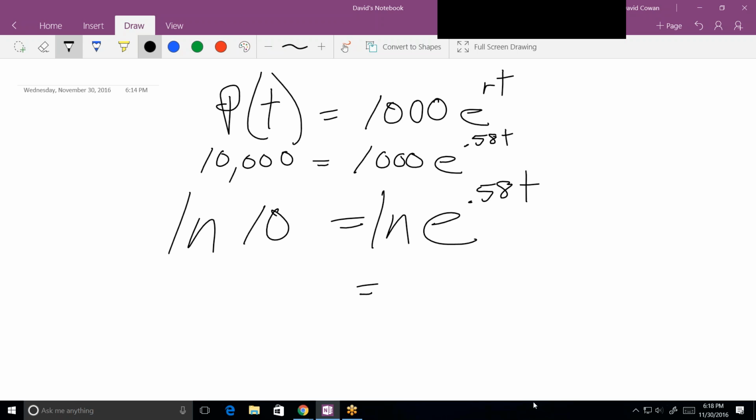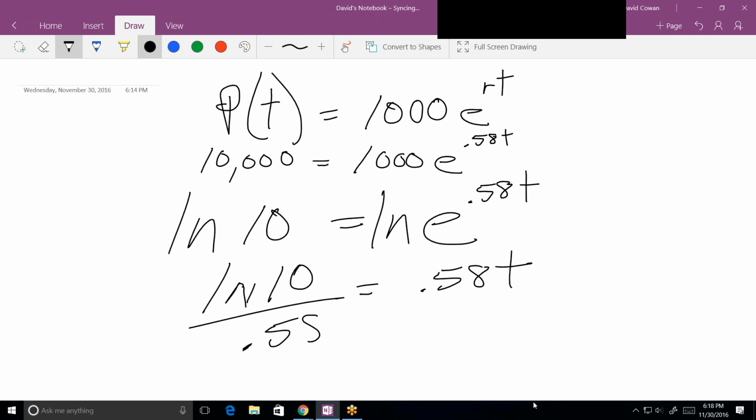So now I get 0.58t equals natural log of 10. I divide that by 0.58, and that's what t is. What number is that? 3.97. And this is also in days? Yes, I would think so. With mosquitoes, who knows? It might be in hours.